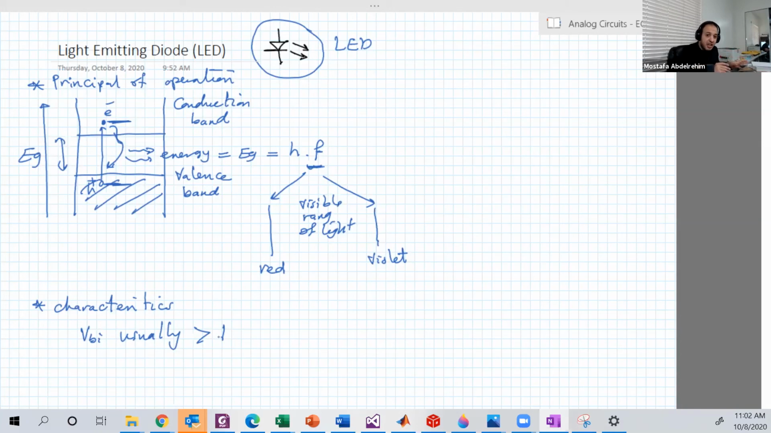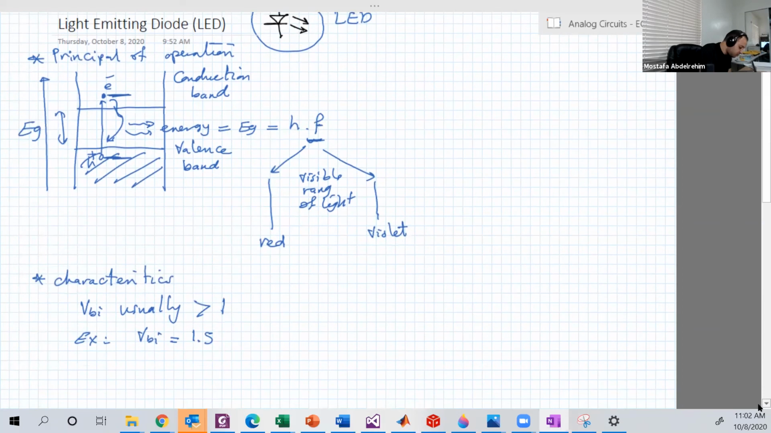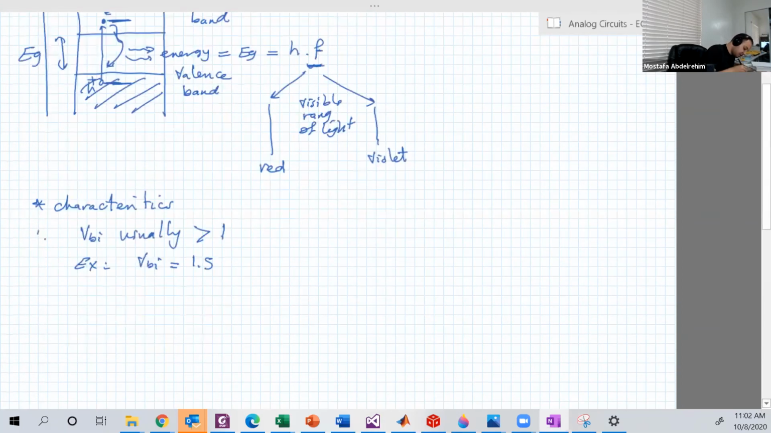So if I give you an example with an LED, don't assume it's 0.7. No. I will give you its VBI. For example, it might be 1.5 or 1.7 or 1.3, something larger than 1. But I will give you that number in the exam. Okay? So this is number 1.